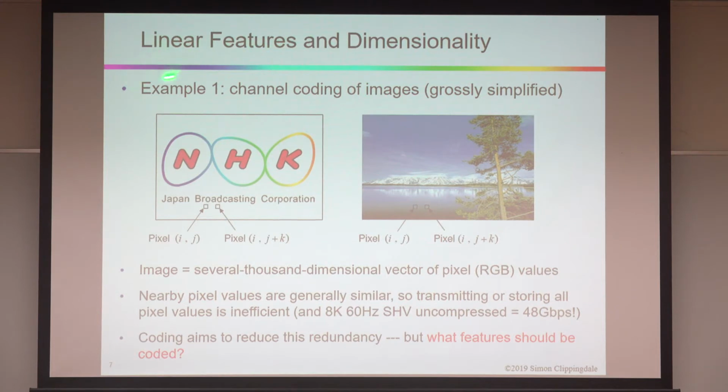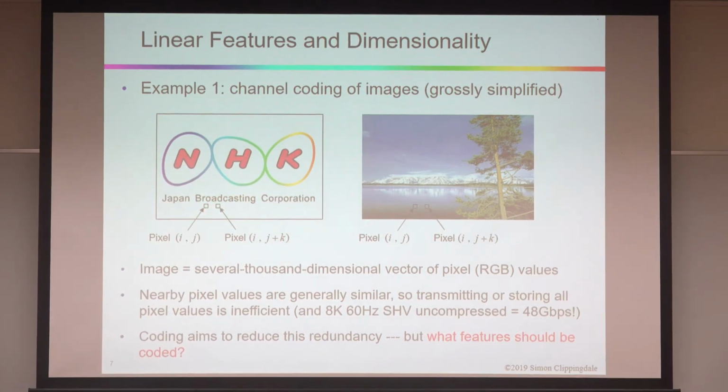Traditionally, back in the good old days, features were linear, and one of their uses of feature extraction was to reduce dimensionality, still is. So here's a couple of images. Here's NHK's logo. It's made of pixels. There's pixel I and J, so I is the vertical and J is the horizontal coordinate. Here's a nearby pixel, and you could surmise that the brightness values, the RGB values of these pixels, are probably very close or maybe identical.